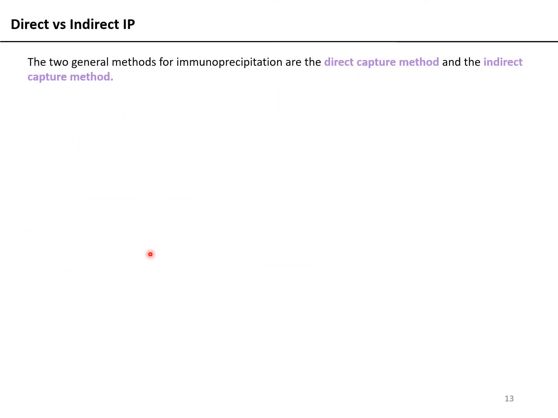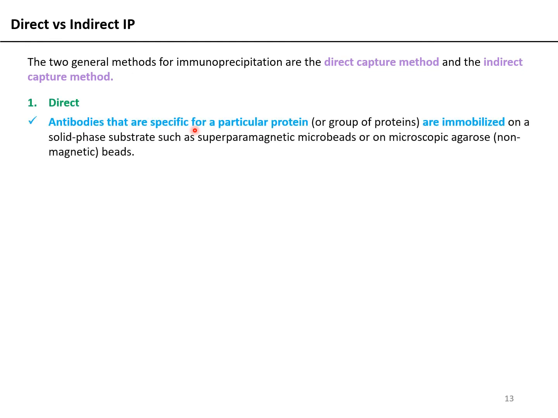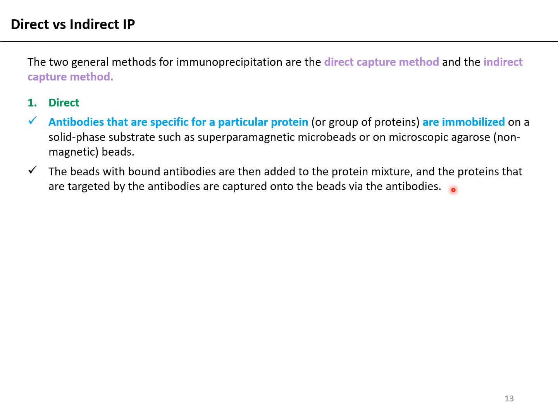One more thing that I would like to cover in this lecture is direct versus indirect IP. The two general methods for immunoprecipitation are the direct capture method and the indirect capture method. Coming to the direct capture method, antibodies that are specific for a particular protein or group of proteins are immobilized on a solid phase substrate such as superparamagnetic beads or microscopic agarose beads, which are non-magnetic. The beads with the bound antibodies are then added to the protein mixture, and the proteins that are targeted by the antibodies are captured onto the beads via the antibodies.